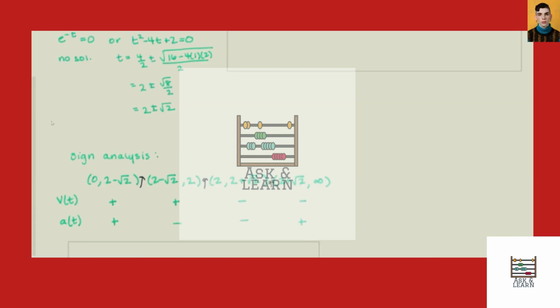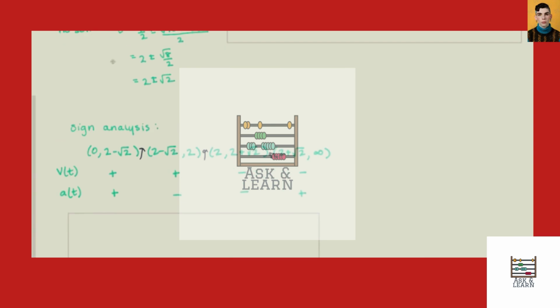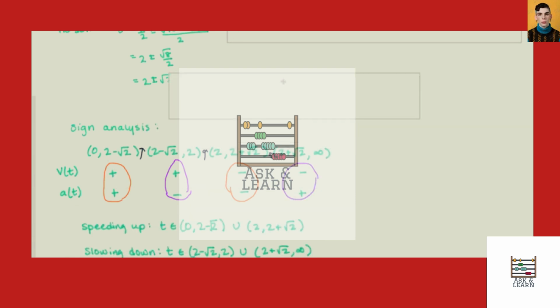All right, so you can see the sign results, and remember that the particle is speeding up if the signs are the same. So it would be speeding up between 0 and 2 minus square root 2, and between 2 and 2 plus square root 2. And then it's slowing down if the signs are different. So it would be slowing down between 2 minus square root 2 and 2, and after 2 plus square root 2. And that's what we have here.